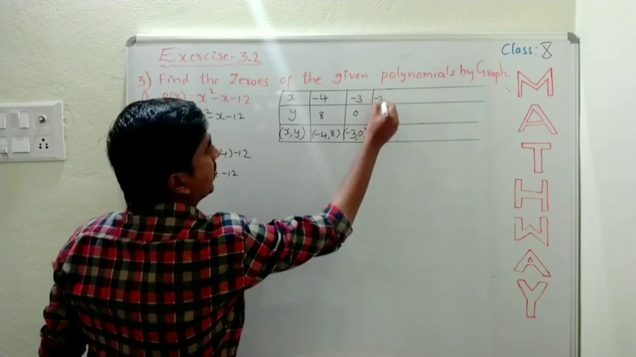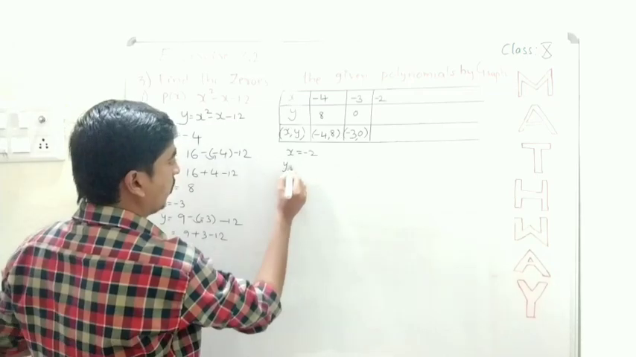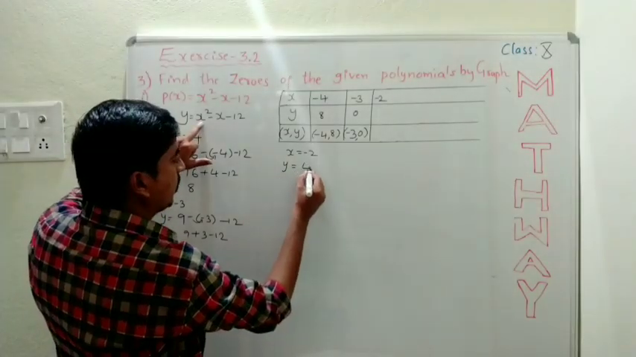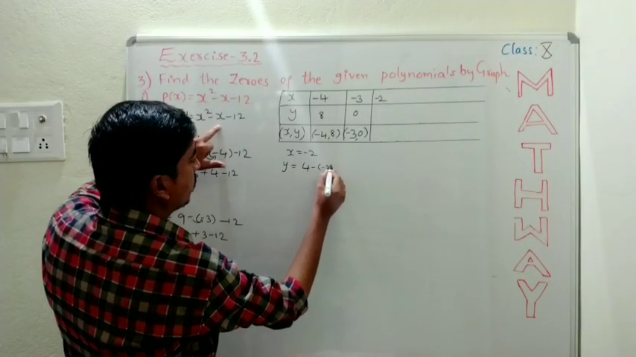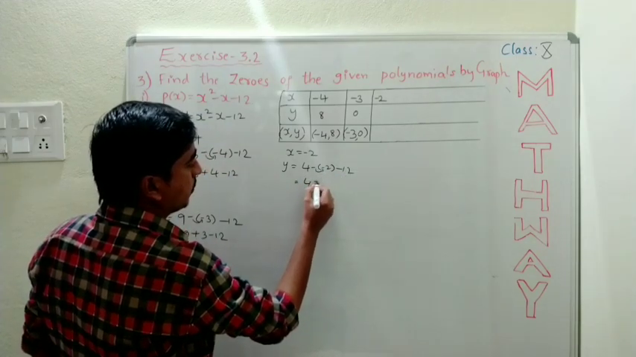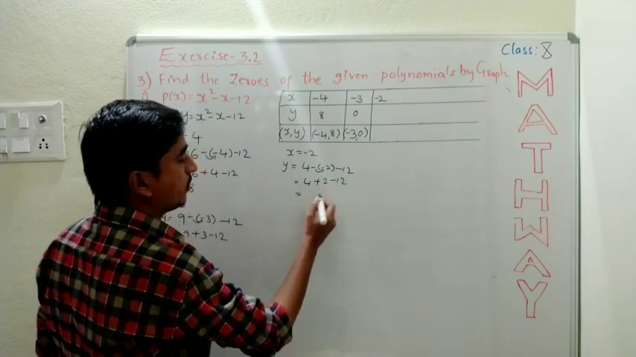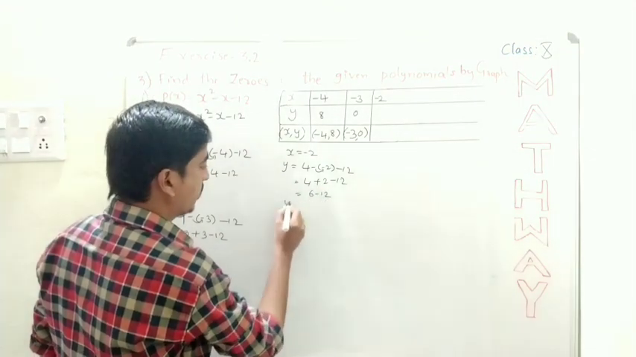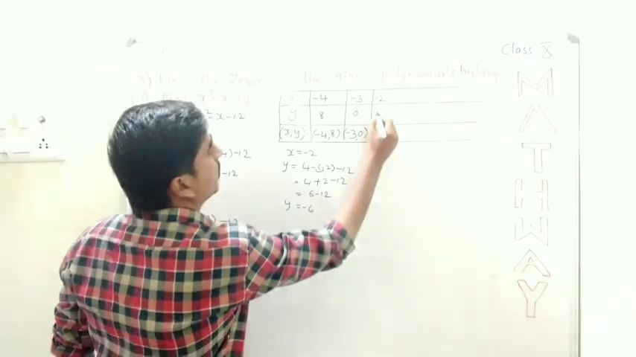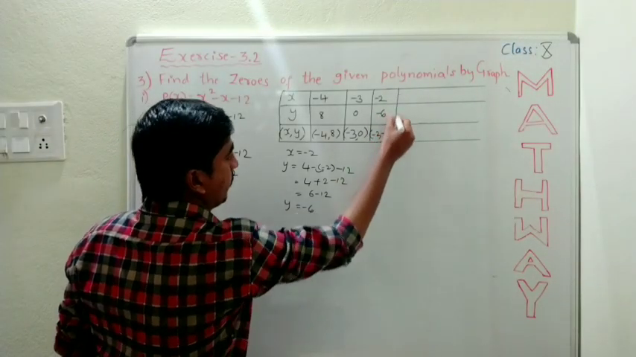Then take minus 2. When x equals minus 2, the y coordinate value is minus 2 square, which is 4, minus of minus 2, minus 12. So 4 minus into minus is plus, 4 plus 2 minus 12. 4 plus 2 is 6, and 6 minus 12 is minus 6. So it is minus 2 comma minus 6.